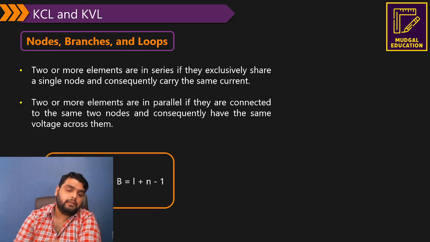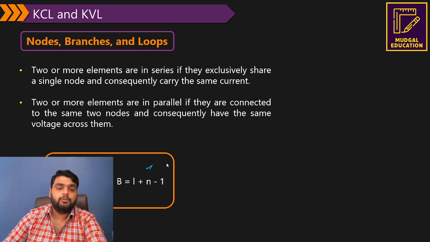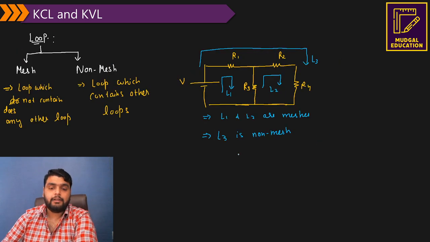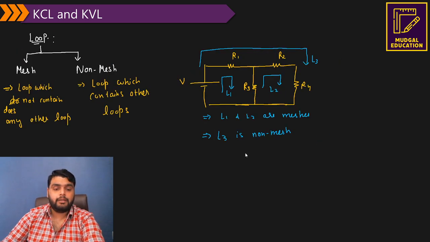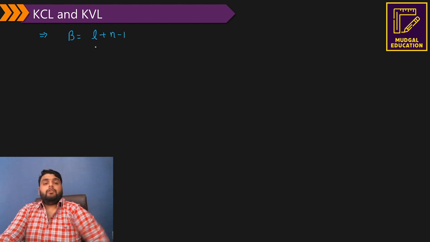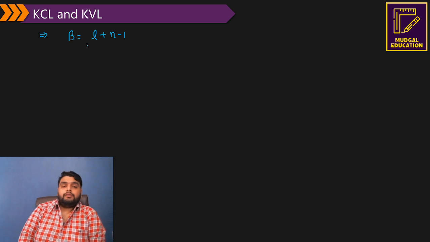Let's talk about the universal formula. This is actually a universal formula we have. Let me discuss this formula separately. Okay, so we have a universal formula that number of branches is equal to loop plus node minus 1. Number of branches is equal to loop plus node minus 1.